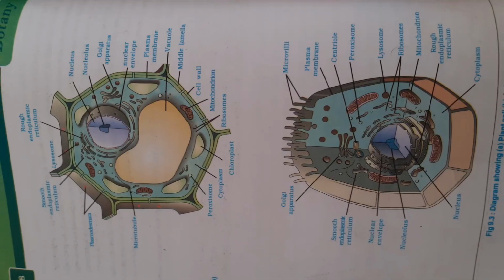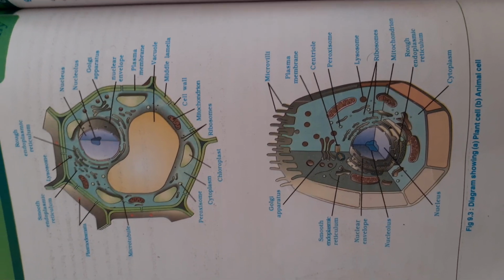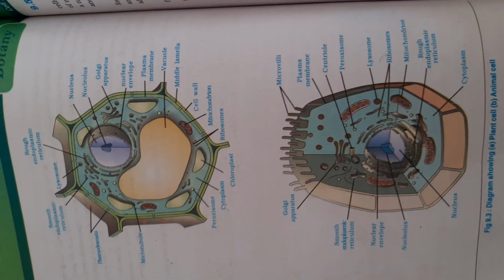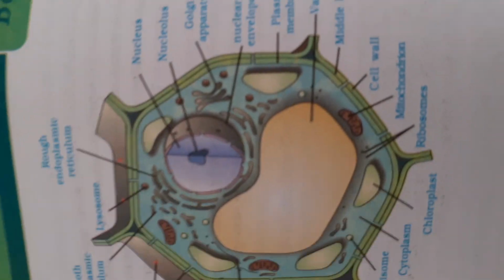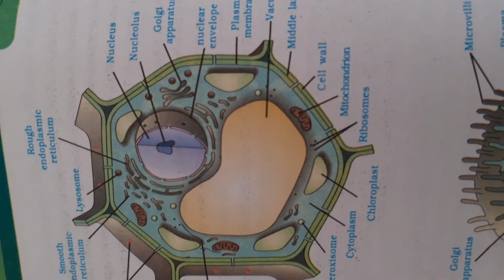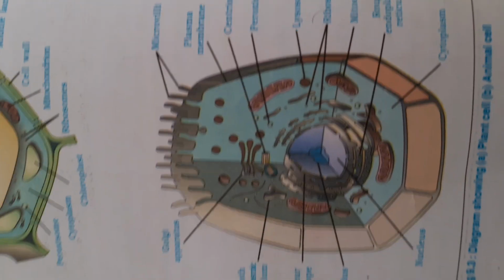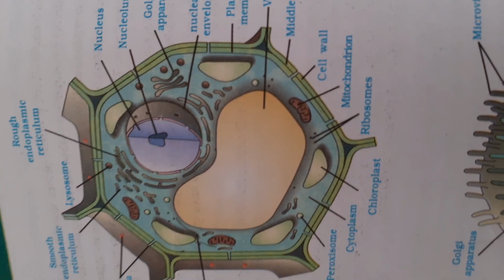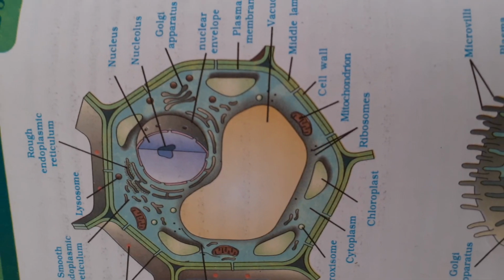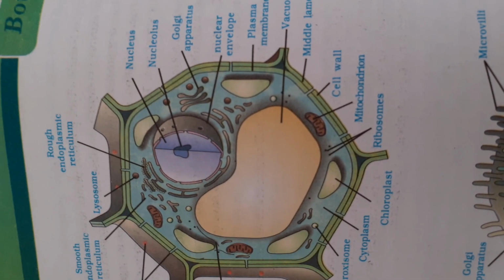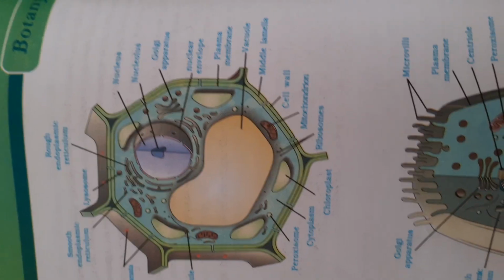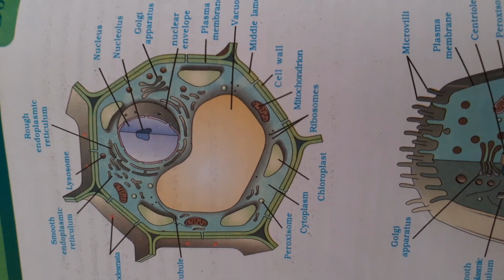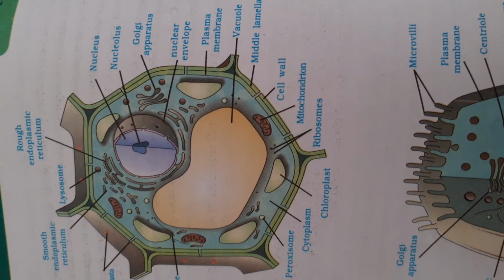See here, children, these are two different kinds of cells. One is the plant cell and the other one is the animal cell. Now if you see the plant cell, how can you say that it is a plant cell and how can you say that it is an animal cell? There are some differences even between the plant cell and the animal cell. Both are examples of eukaryotic cells.